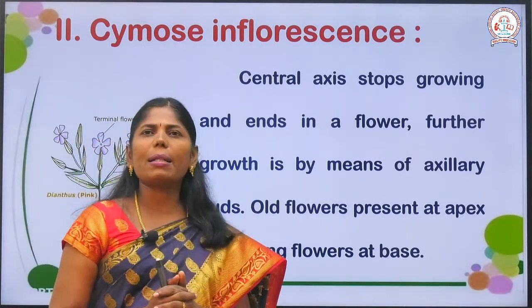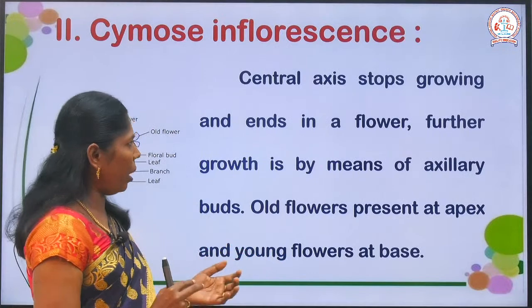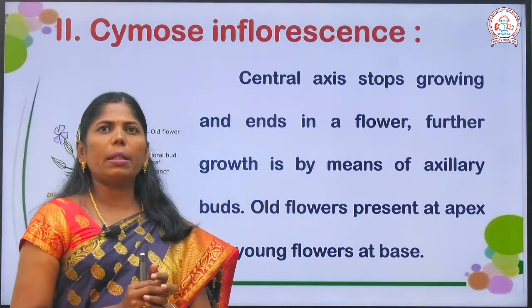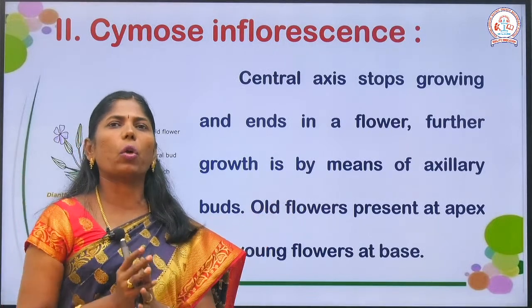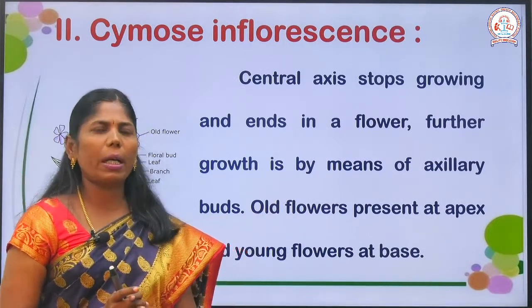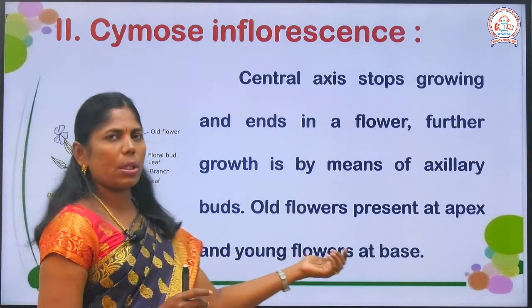So the central axis stops growing and ends in a flower, and further growth is by means of the axillary buds. The buds on either side will grow. So old flowers are present at the apex and young flowers at the base region.